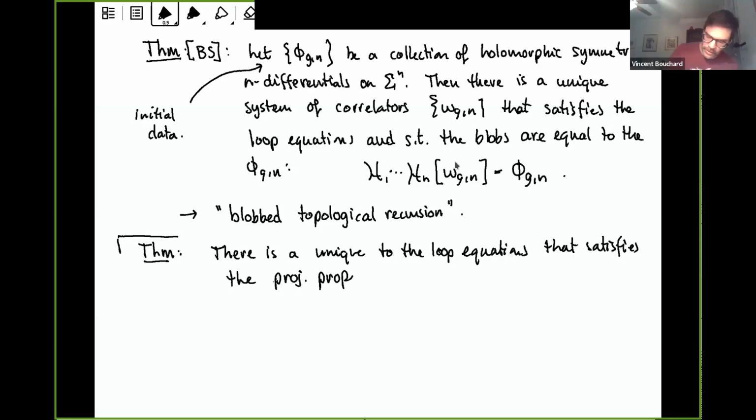So why is that a corollary? Well, this is just a choice of blobs, right? The projection property is just the choice where you take all the blobs to be zero, a perfectly valid choice, simplest possible choice. So by the previous theorem, there's a unique solution. Why I didn't call that a corollary is that the second part needs to be proven, which is that this solution satisfies topological recursion.